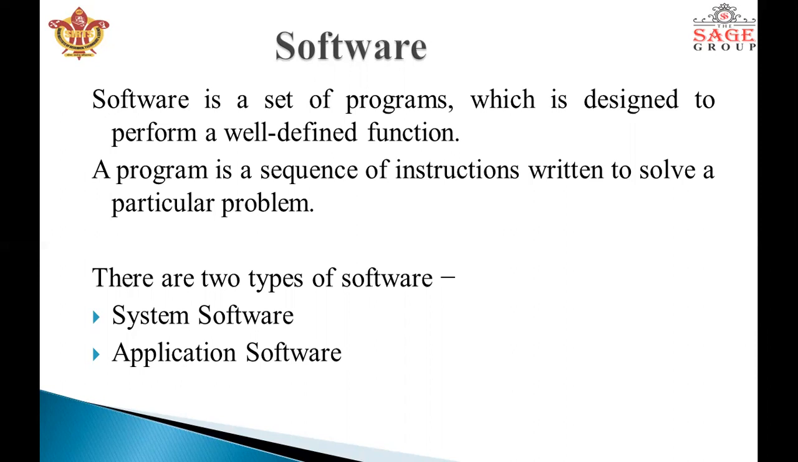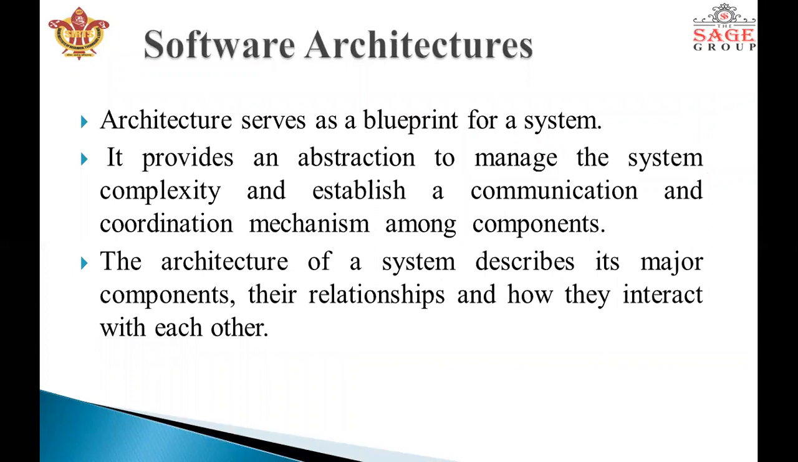That means if we have any problem, then we write specific instructions to solve this particular problem. Basically, software has two types. The first one is system software and the second one is application software. What is system software?